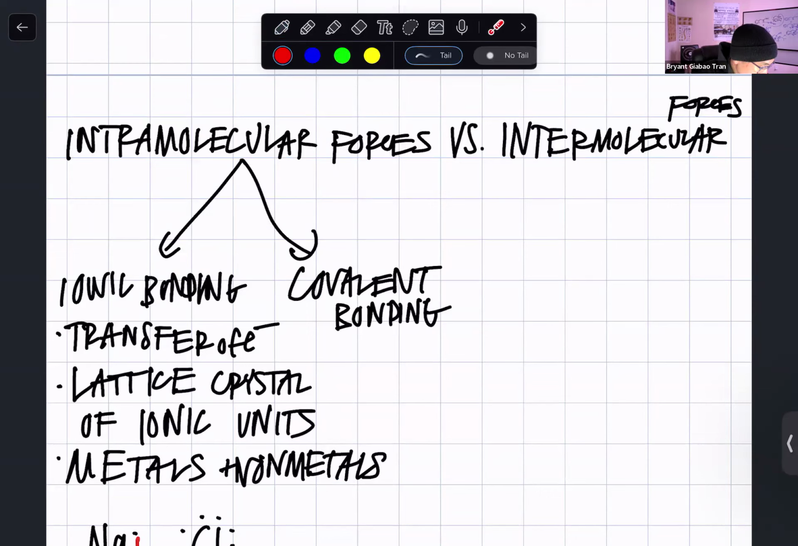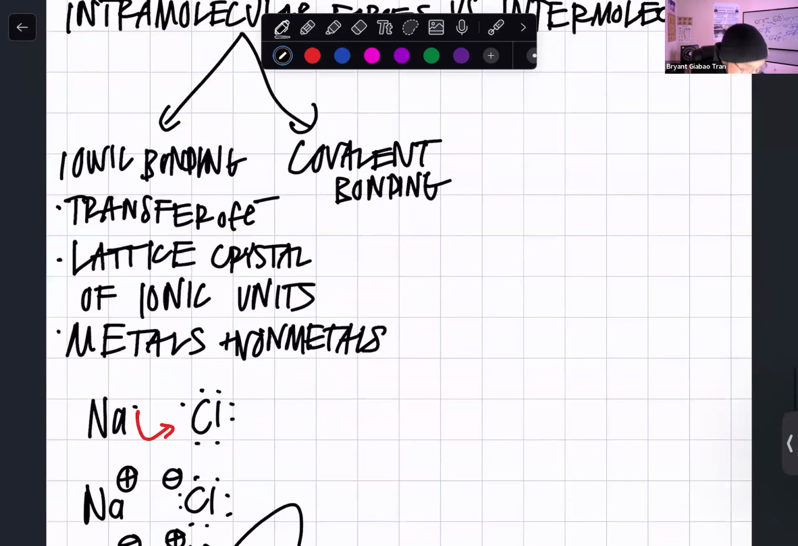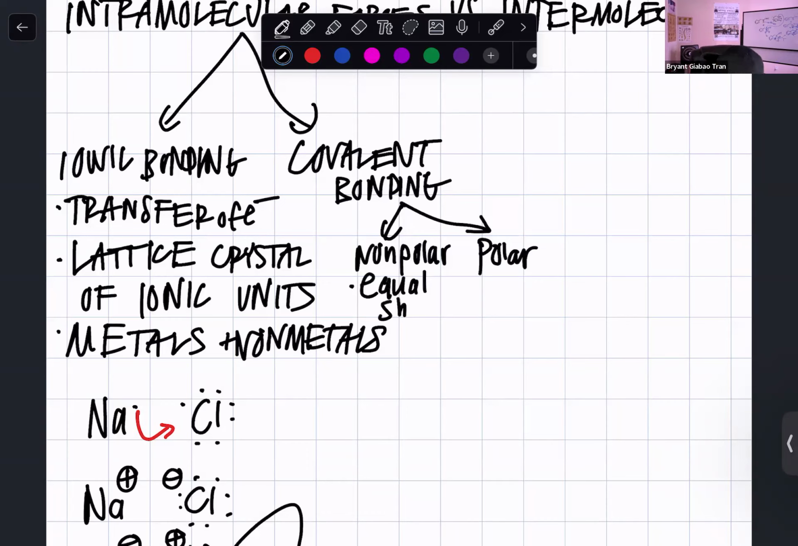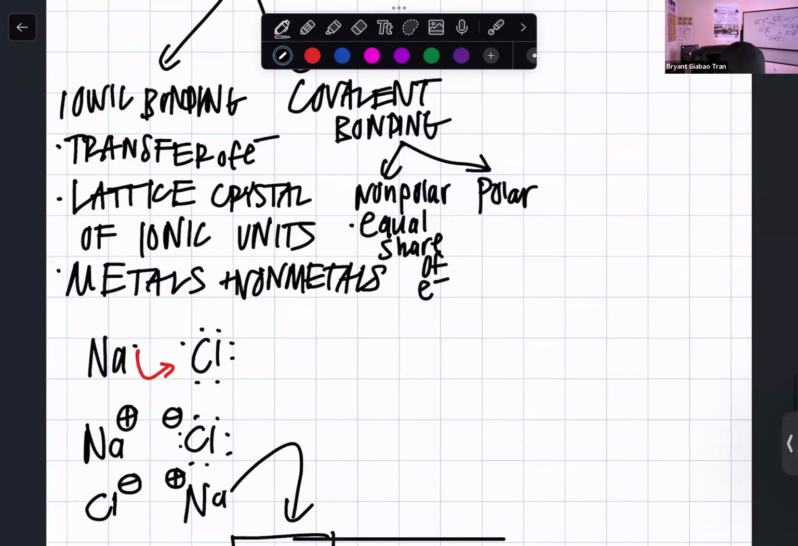So some intermolecular forces, actually, let's go over covalent bonding first. So covalent bonding is the sharing of electrons, but we have 2 types of covalent bonding, right? We can have a non-polar covalent bonding or a polar covalent bonding. So a non-polar is going to be an equal share of electrons, right? Where the difference in electronegativity is 0.